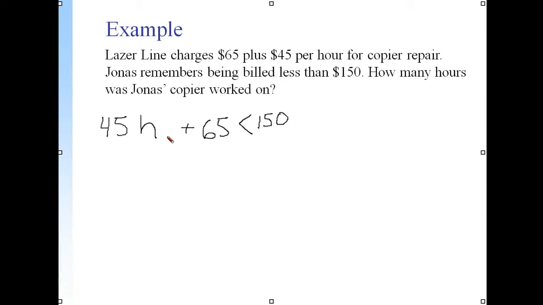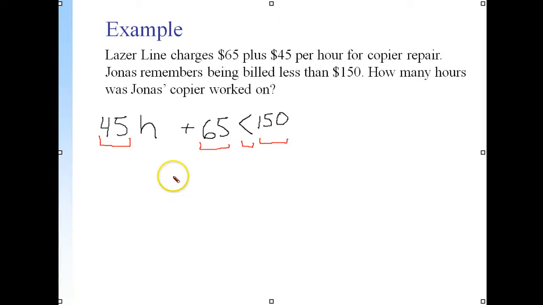Okay, Lazer Lines charge $65 to go to a person's business, plus $45 per hour. Well, there's $45 per hour. We don't know how many hours. He is billed less than this. Well, there's your less than and 150. So there's your inequality. So how do you solve it?